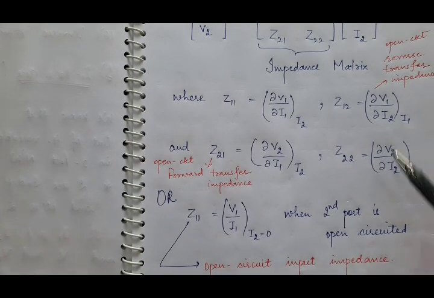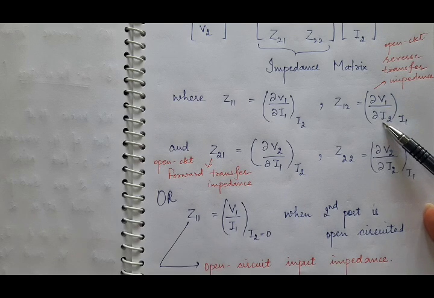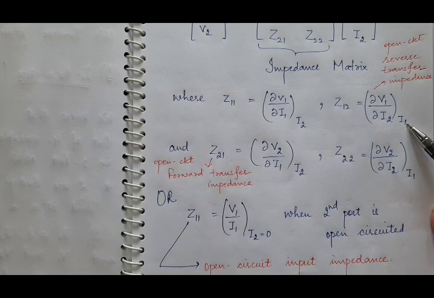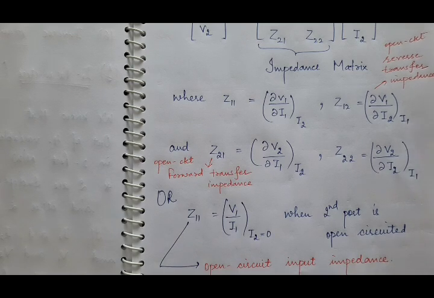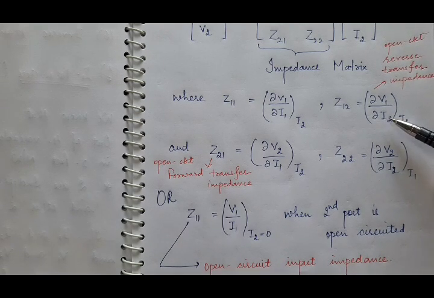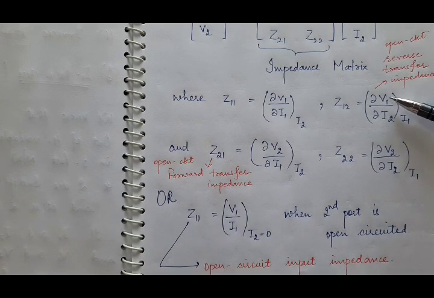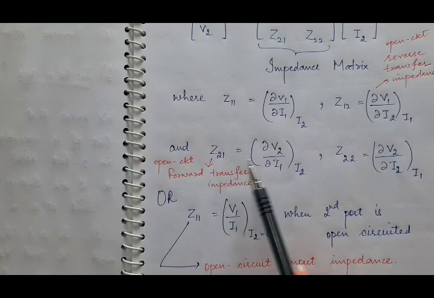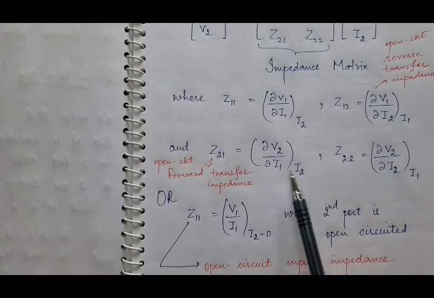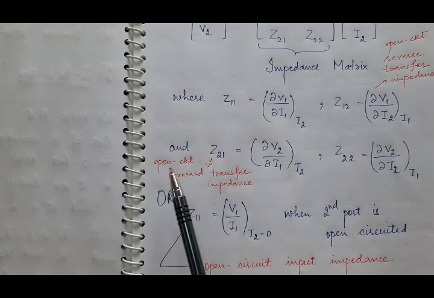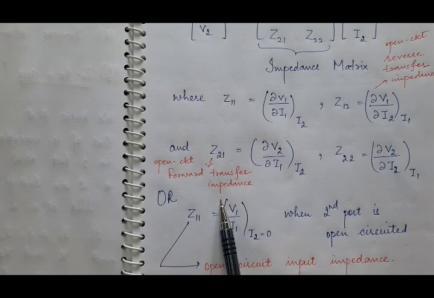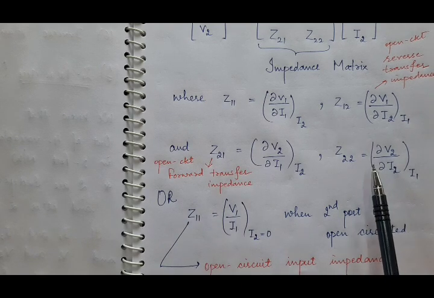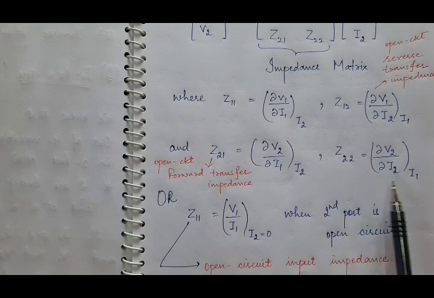Similarly, this Z12 will be V1 by I2 when I1 is 0. When first port is open circuited, then this will be known as open circuit ratio of input by output. So reverse transfer impedance. Similarly, Z21 will be the ratio of V2 by I1 when I2 is 0. So this will be known as open circuit forward transfer impedance. Similarly, this will be known as open circuit output impedance.